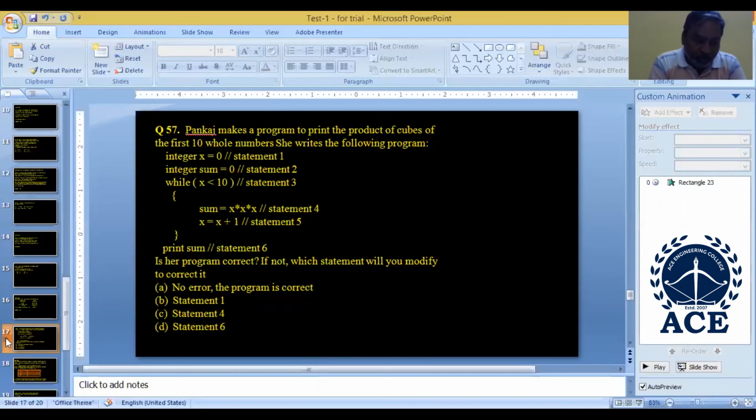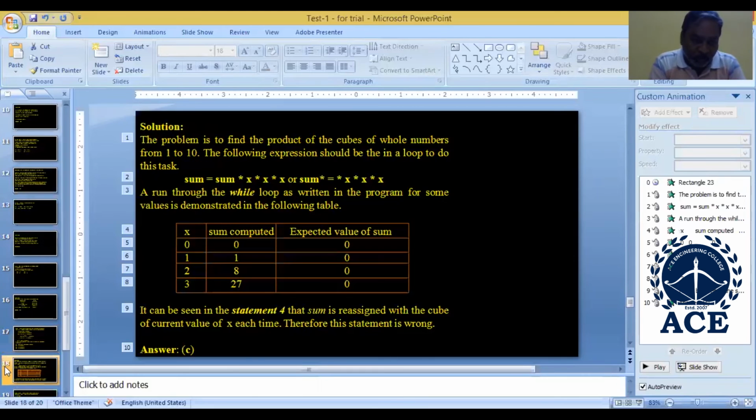We'll run this loop like the previous problem. We'll run this loop and try to find out how the program is executed. The problem is to find the product of cubes of whole numbers from 1 to 10. So what should be the expression?